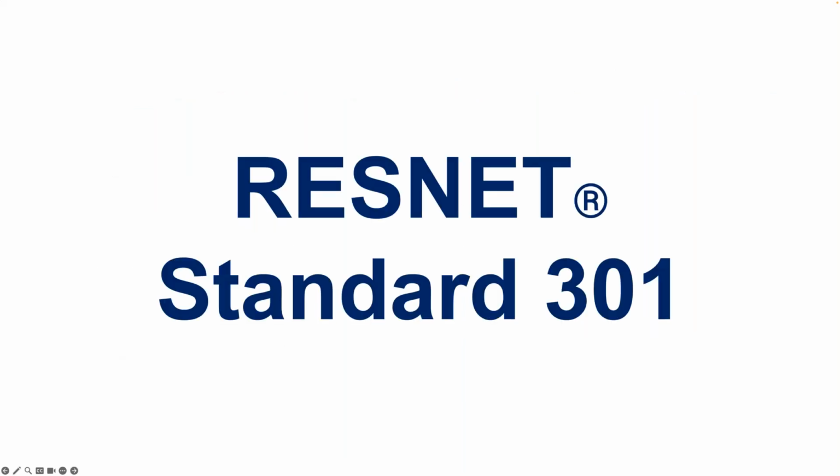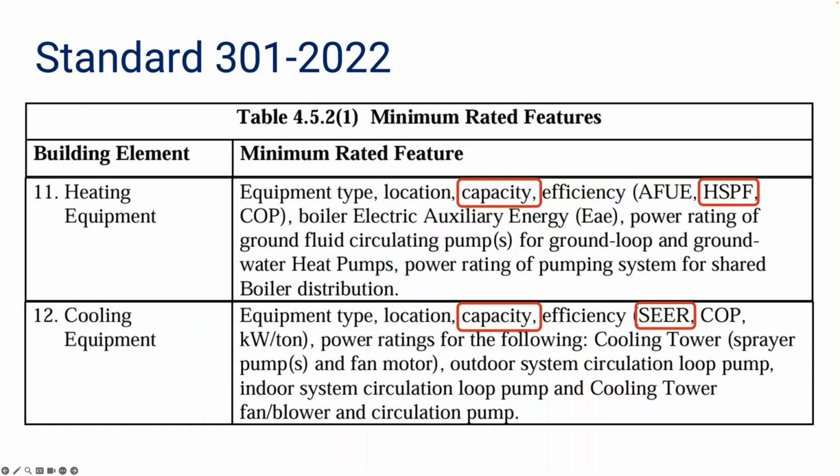So let's start by going over how the systems that we are covering are currently described in the RESNET 301 standard. In the 2022 version of the standard, I'm going to start with the minimum rated features. These are the features that raters have to collect for the equipment. For these air source heat pumps and air conditioners, it's really just the capacity and the seasonal efficiency. And this is actually kind of dated because they haven't been updated to the HSPF2 and SEER2 values. This is as much data as raters collect, and it's really not enough data to give a full picture of performance.